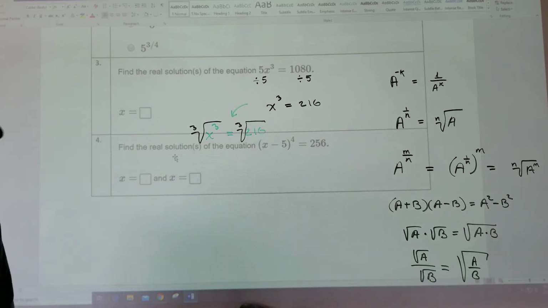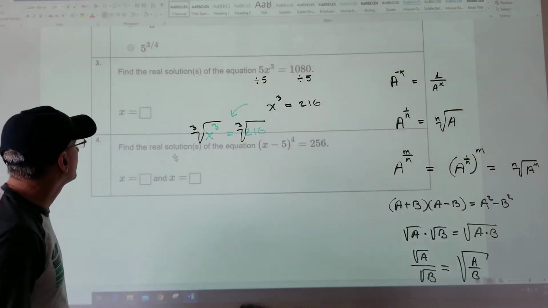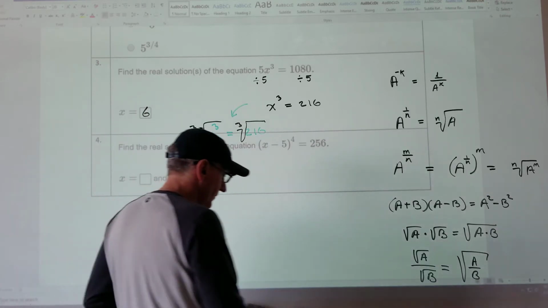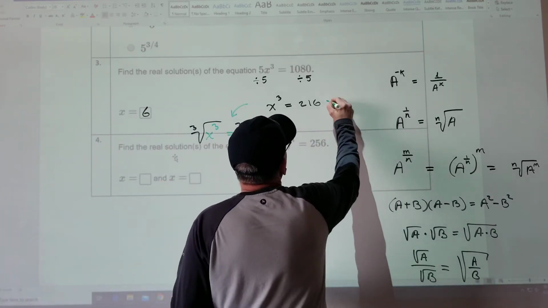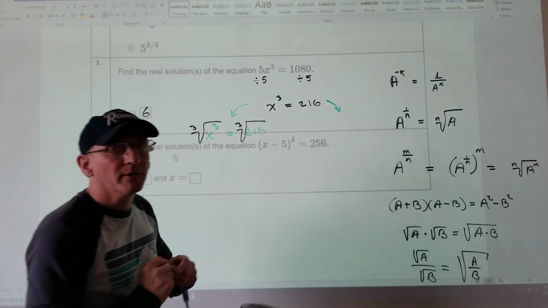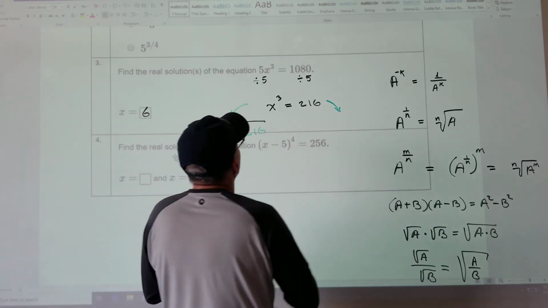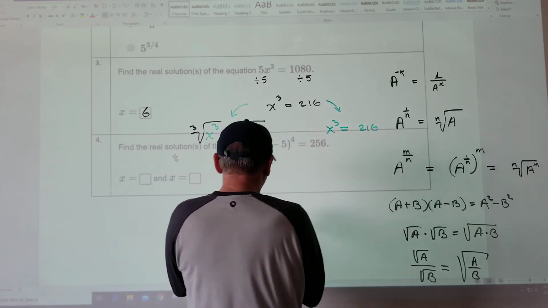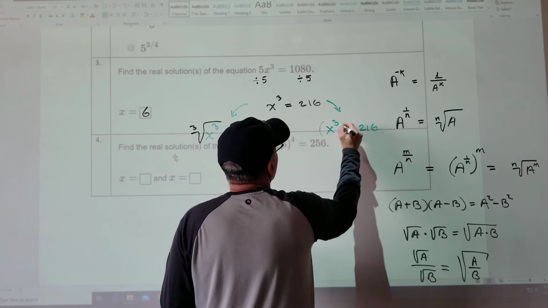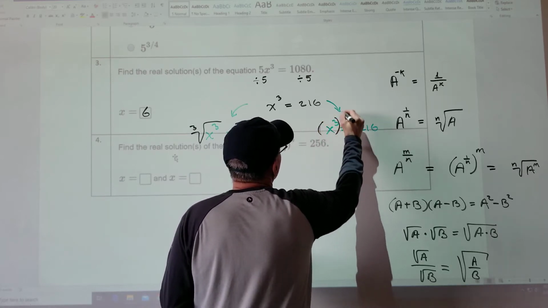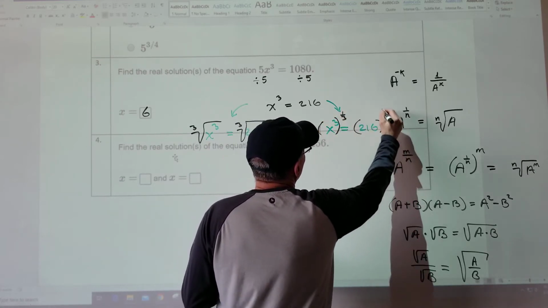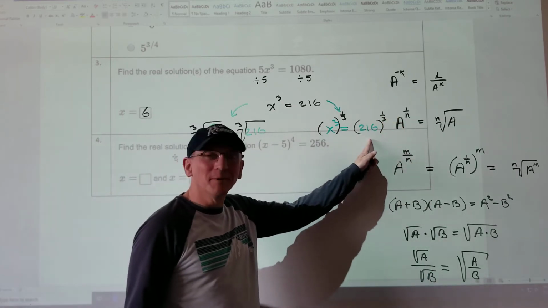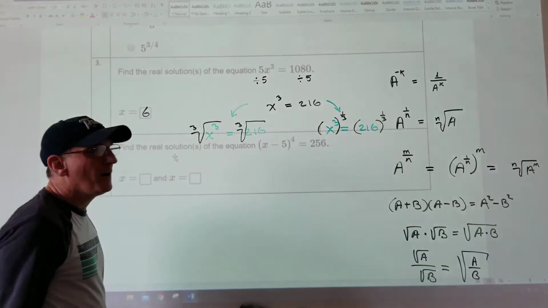That will reveal the answer to be 6. The other way you could go, and you should know this because it's sometimes incredibly useful, not so much on this problem, is you could go to both sides of the equation and raise both sides to the 1/3 power. And that calculation would return x equals 6 also.